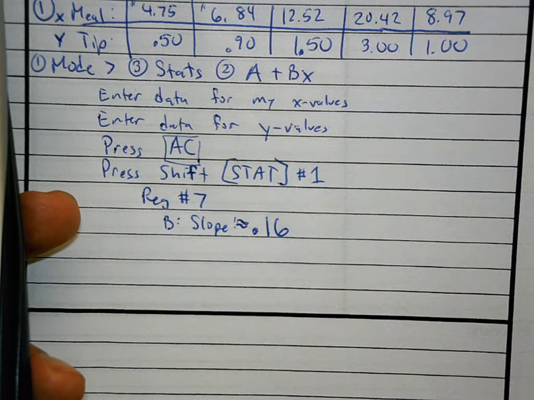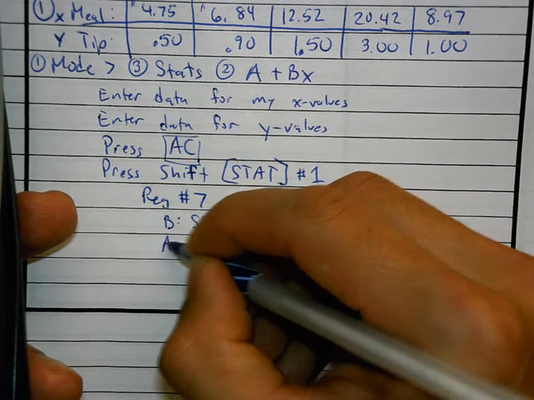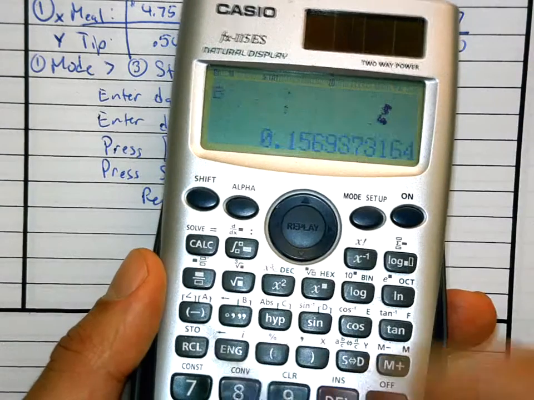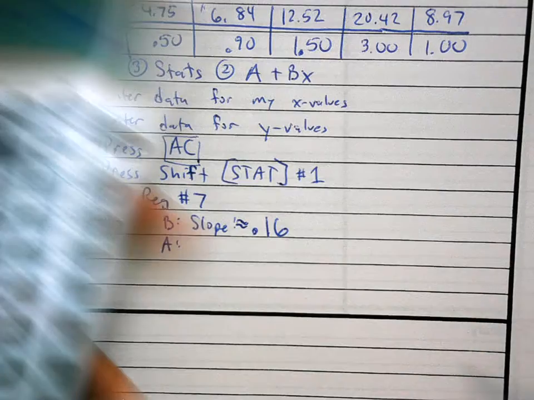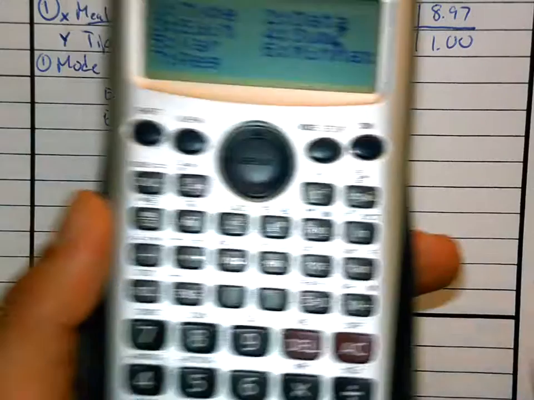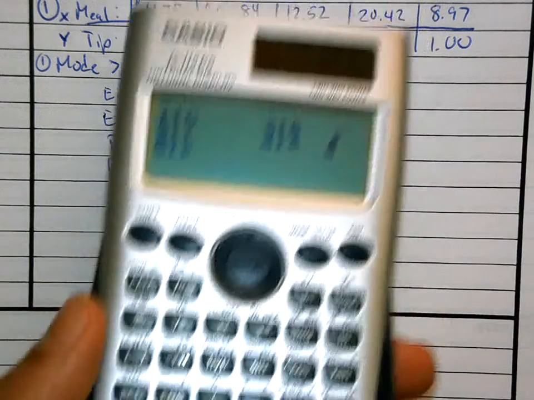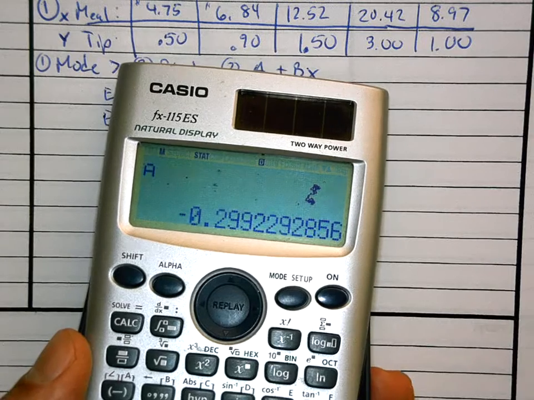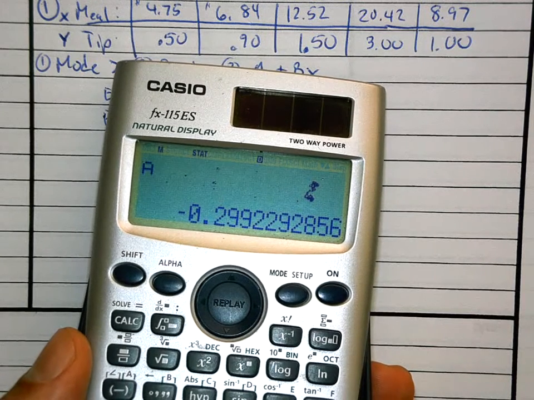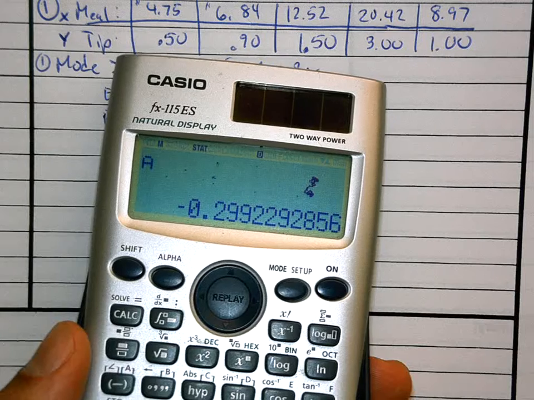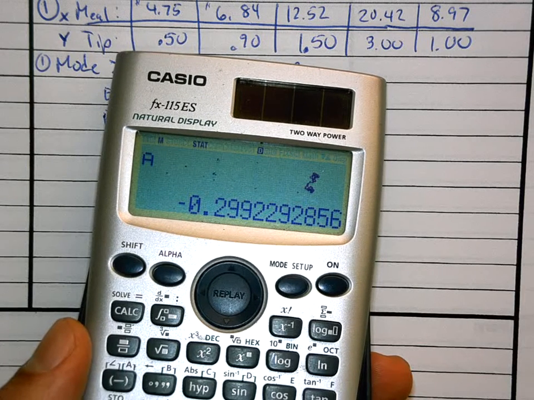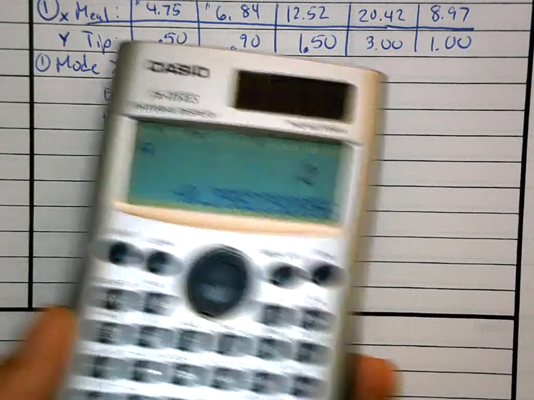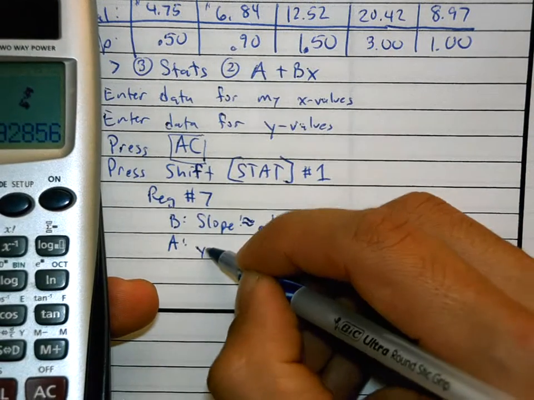What else do I need to find? I need to find A. How do I get there? Shift, Stat, same thing. Number 7. I want to find the A value, number 1. Enter. The A value is negative 0.2992292856. That's the most mathematically accurate it could come up with. We're going to round. This is your y-intercept.